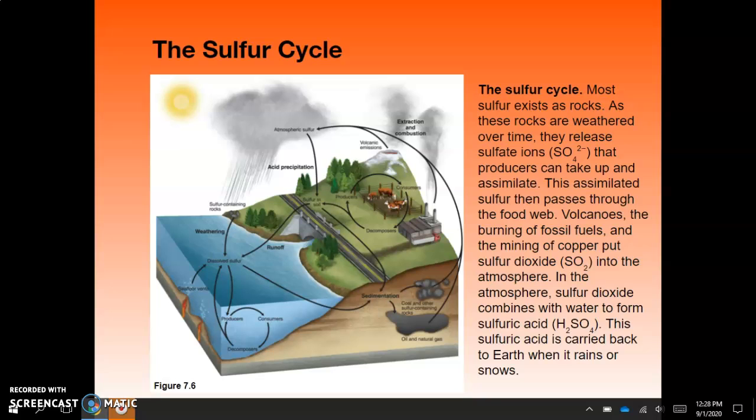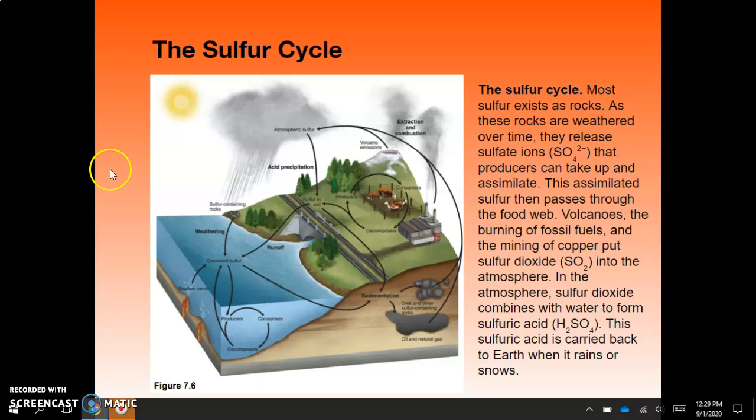Volcanoes, burning of fossil fuels, and the mining of copper also put sulfur dioxide into the atmosphere. In the atmosphere, the sulfur dioxide combines with water to form sulfuric acid. This sulfuric acid is then carried back to Earth when it rains or snows. So this is where we get acid rain from. We'll talk about acid rain a little bit more when we get to atmospheric pollution, but it's not a good thing. Acid rain is definitely a product of the combustion of fossil fuels.